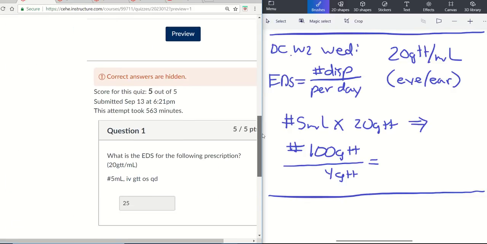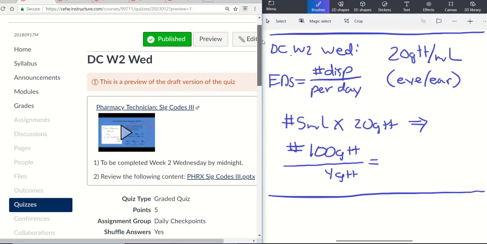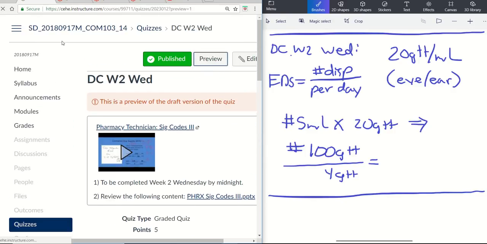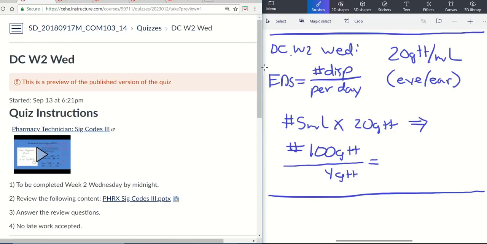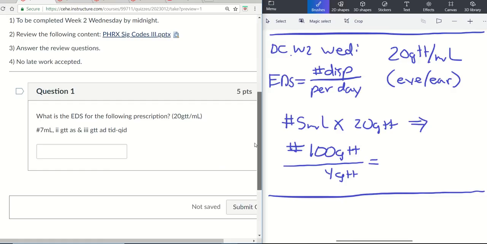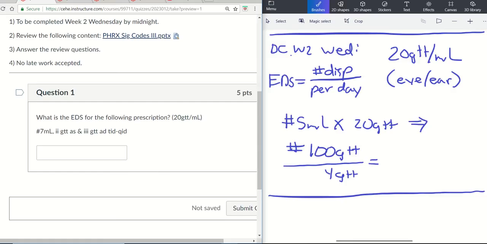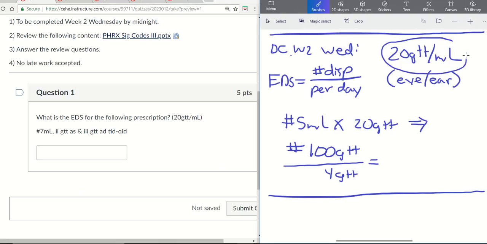All right, so we got this one. Let's take a look at another example. Ooh, this one's a little trickier. So again, just remember to convert total mLs into drops first.